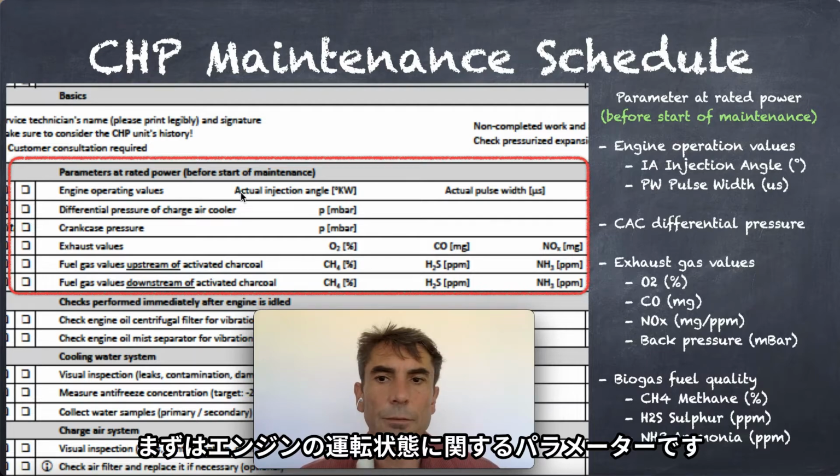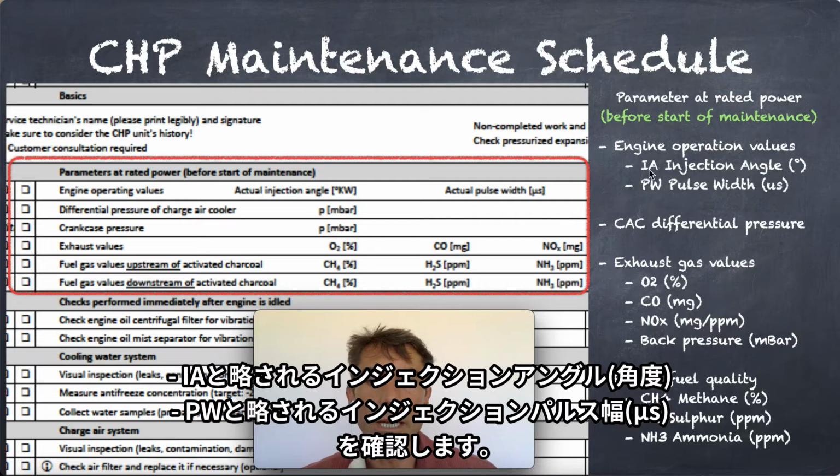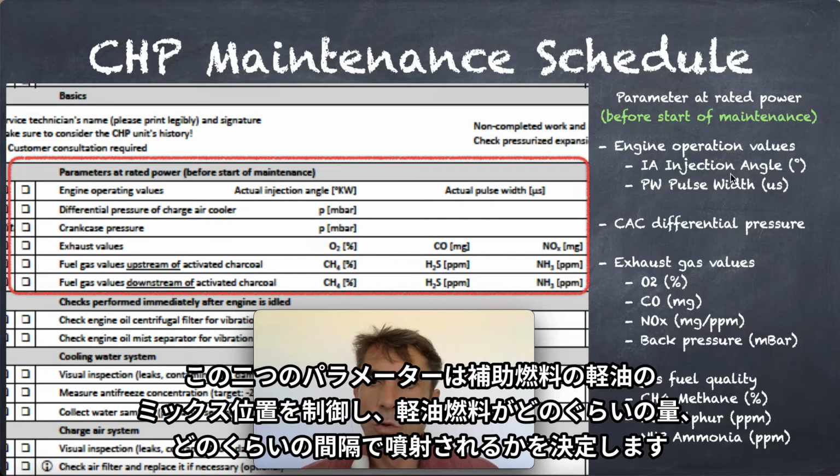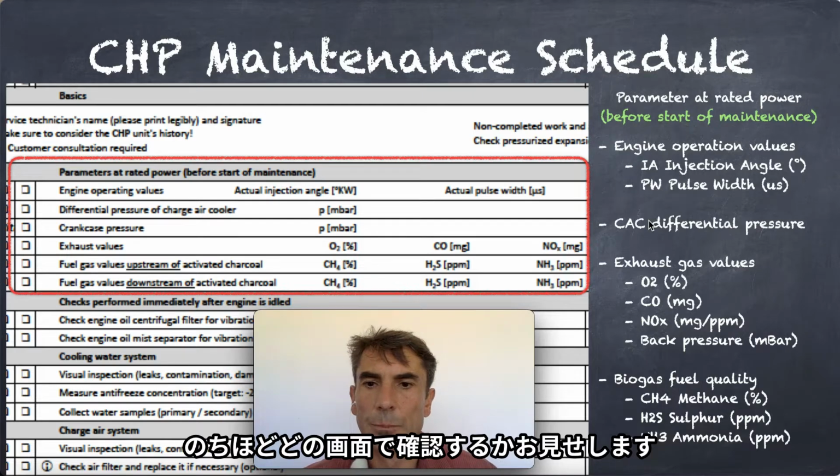First, we have the engine operating values. That means we are talking about injection angle and injection pulse width. These two are the settings, or the values, for the position at which the pilot fuel gets injected and how much gets injected. So that's the timing and the amount of pilot fuel. I'll show you where we can find that.